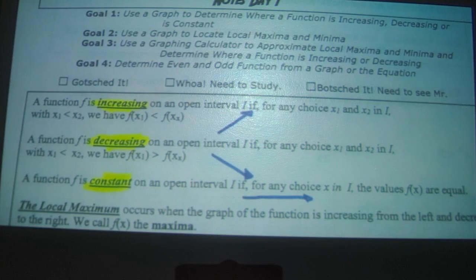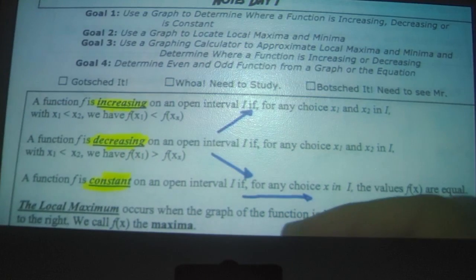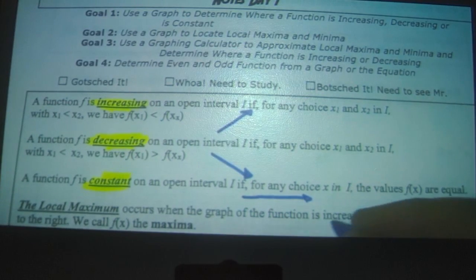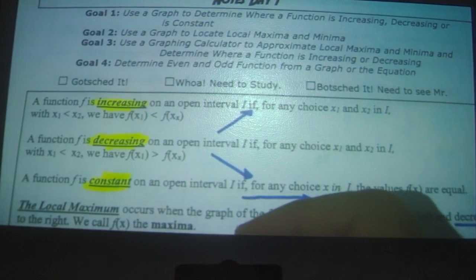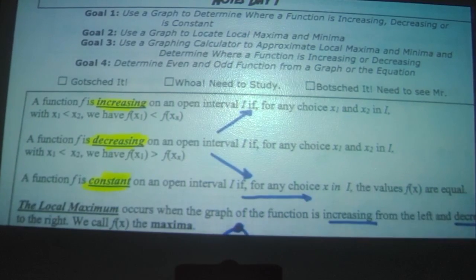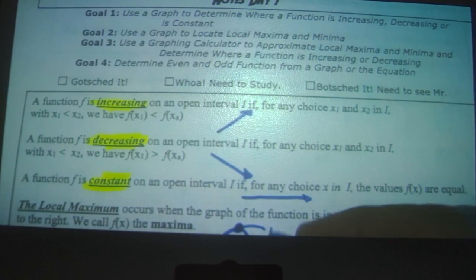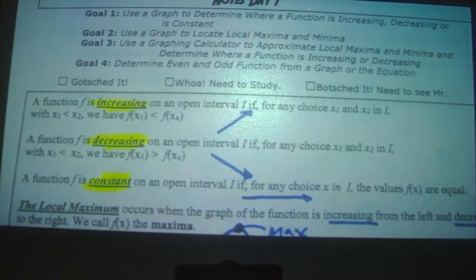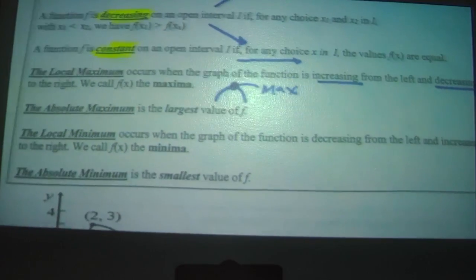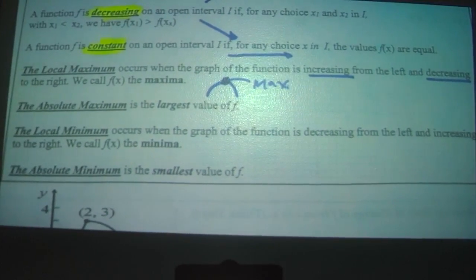Local max occurs when the graph of the function is increasing from the left and decreasing from the right. It has to have both increasing and decreasing, so it has to look like a mountain. Okay? And then the very top of the mountain is my maxima, or my max for short. So it's got to have both parts. It's got to go from increasing to decreasing.